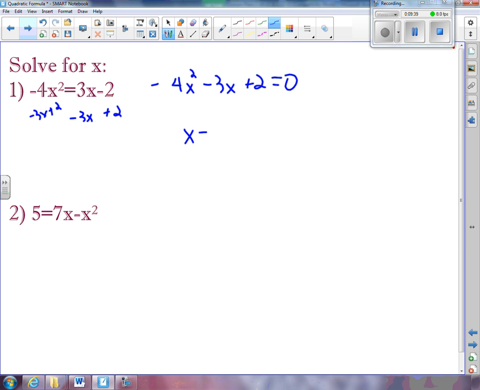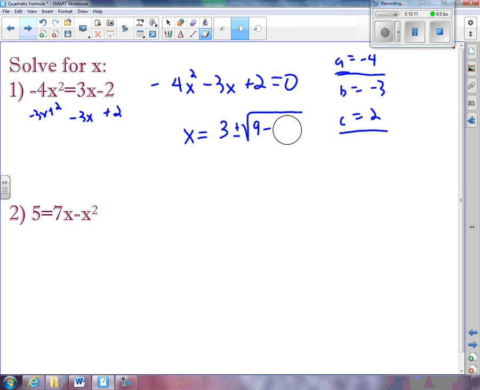So now I'm going to go ahead and apply the quadratic formula. So I get x equals negative b. I guess I should have said it. So here a is negative 4, b is negative 3, and c is 2. So negative b is just positive 3, plus or minus the square root of b squared. Negative 3 squared is 9 minus 4 times a times c. So 4 times negative 8 is just negative 32. I'm going to put that there. All over 2 times a. My a here is negative 4.